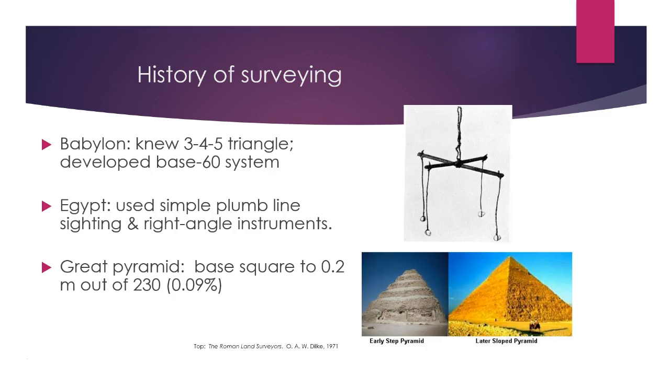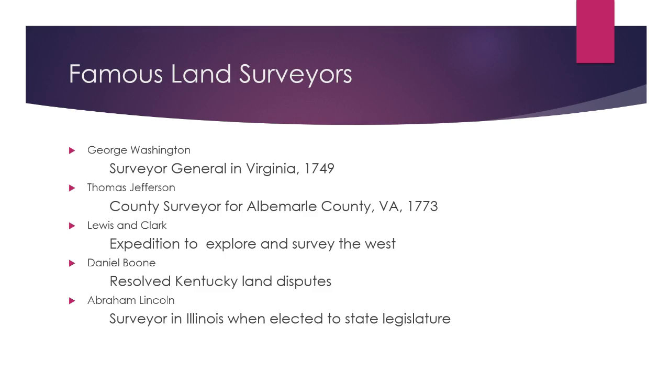And if surveyors have gone out and looked at the pyramids using our high-tech methods that we have now, the base of the pyramids are square to about 0.2 meters out of 230 meters. So it's 0.09% out of square. That's pretty darn awesome considering the technology, or lack thereof, that they had in those times.